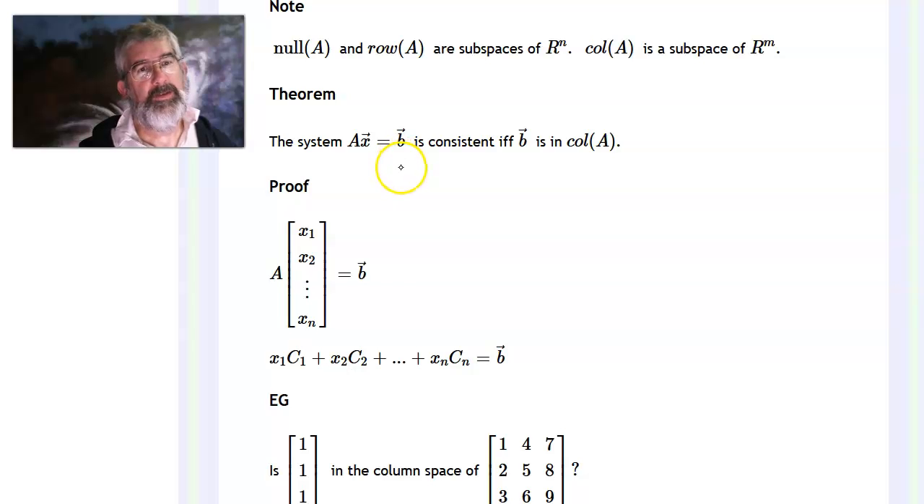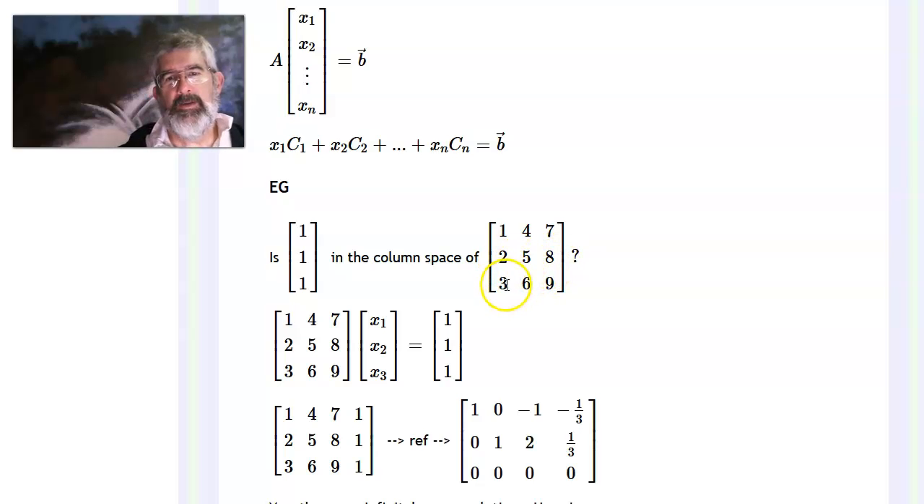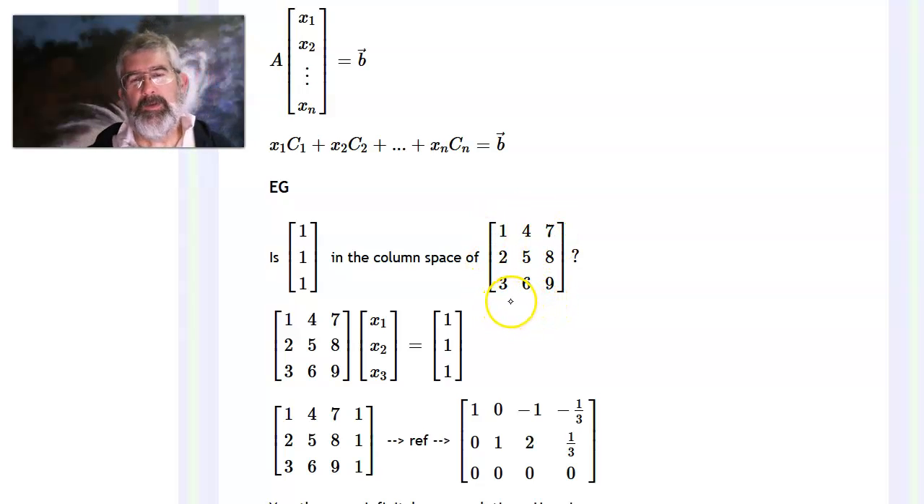The null space of the x's, the column space are what b's you can get out of this. Right? So for instance here, I asked the question, is 1, 1, 1 in the column space of this matrix, 1, 4, 7, 2, 5, 8, 3, 6, 9. If you think of the column space, look at the columns, 1, 2, 3, 4, 5, 6, 7, 8, 9. It's one of my favorite matrices. So the question is, is this in the column space? That is, can this vector be written as a linear combination of those? Well, that's the same thing as asking, is this non-homogeneous system consistent? Does it have a solution?